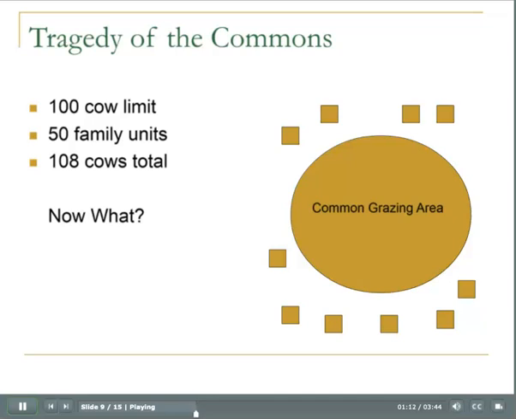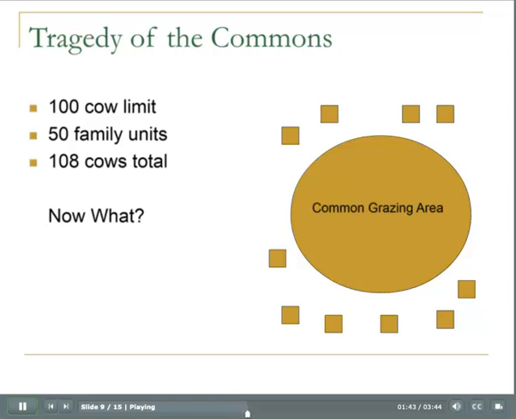Well, now what? Well, you could try some social pressure, mock them, criticize them, tell them they're not going to be invited to the next party. But maybe they don't care, because cows, after all, are an indicator of wealth. And the more cows you have, the more stable and secure your family will be. And so they are immune to that kind of social pressure.